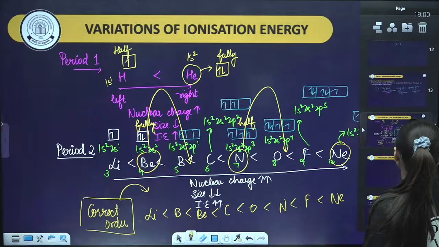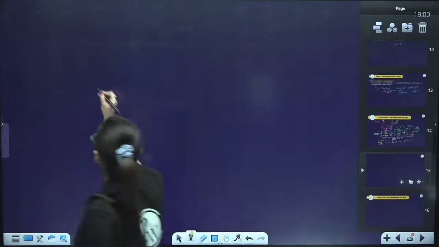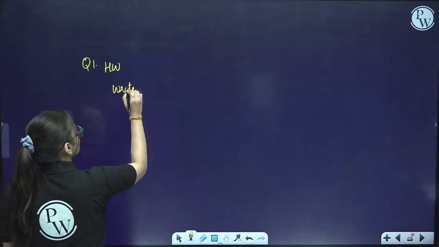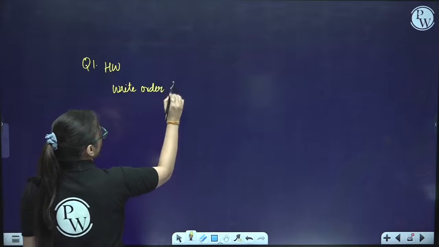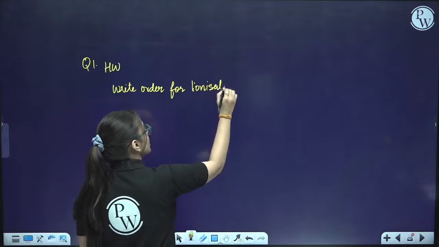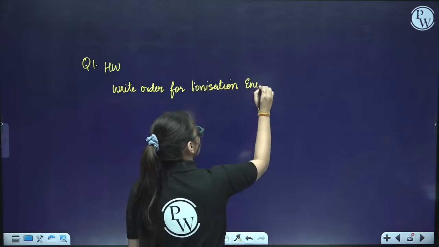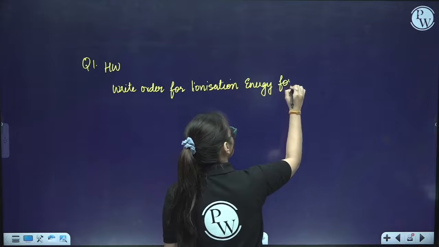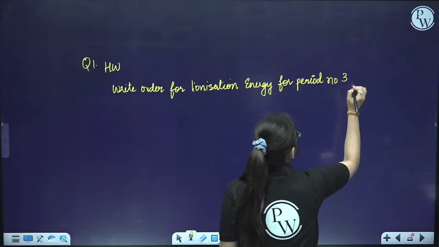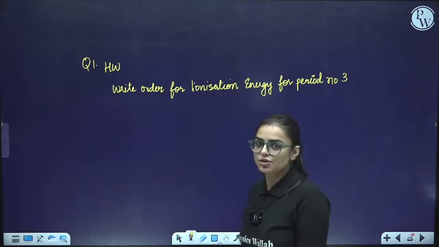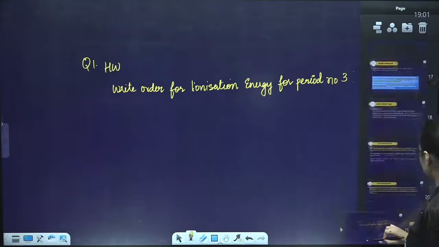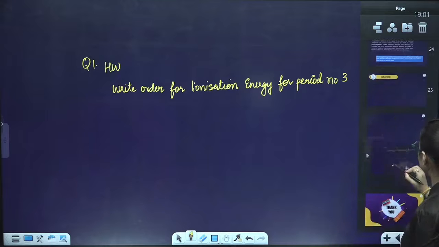Now, students, there is one homework question. Question 1 as homework is: write the order for ionization energy for period number 3rd. I have written for period number 2nd. You have to write for period number 3rd. This is your first homework question of today's class. Clear?